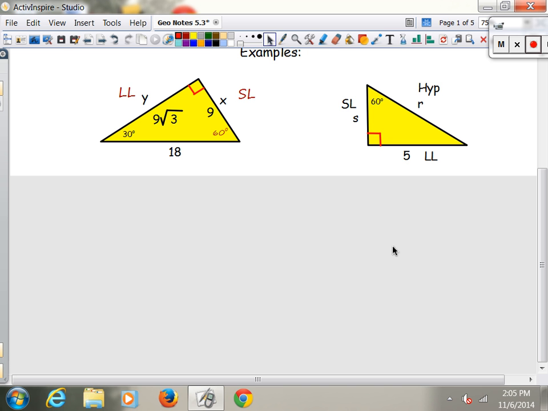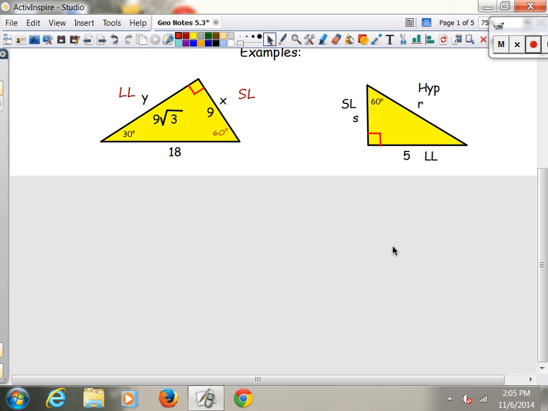Okay, this one's a little tricky. Not going to lie to you. This one is a little bit tricky because they gave us the long leg. When they give you the long leg, that's the hardest one. Because this is the piece they gave you, we have to try to get the short leg first. So they gave me the long leg, which is 5.